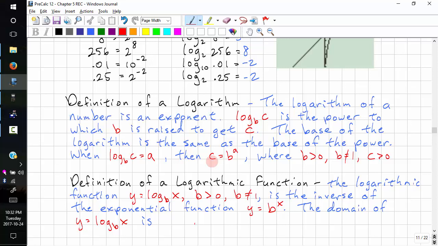Okay, remember the range of exponential functions is y is greater than 0. So we have c is greater than 0. Okay, and just a note, we say log base b of c equals a.